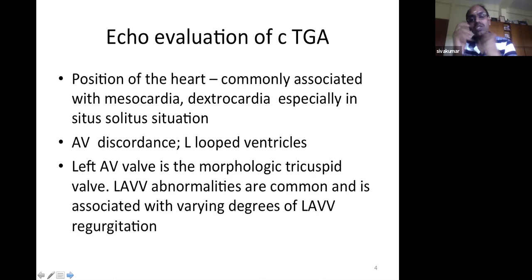So one of the questions that will be asked will be, what is an L-looped ventricle and what is a D-looped ventricle? Take always the left ventricle as the main ventricle. If the right ventricle is to the right of the left ventricle, it is D-looped ventricle. And if the right ventricle is on the left side of the ventricle, it is L-looped ventricle. So AV discordance has got an L-looped ventricle where the right ventricle will be on the left side of the main left ventricle. Left AV valve is actually morphologically the tricuspid valve, and abnormalities are extremely common in this condition.